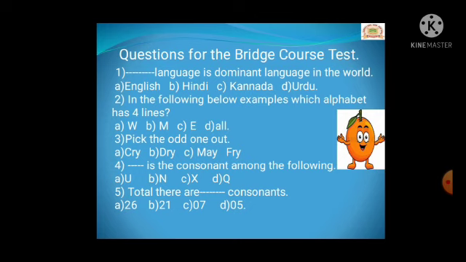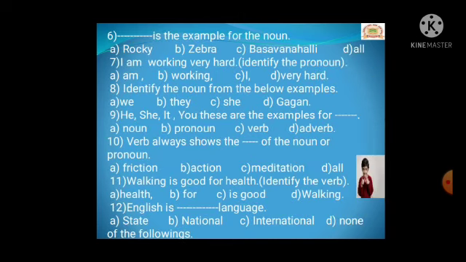Next, fifth one. Total there are dash consonants. 21 consonants. Next, sixth one. Dash is the example for the noun. 4 examples are there. Rocky, B. Zebra, C. Basavanahalli, D. All. So answer should be all.